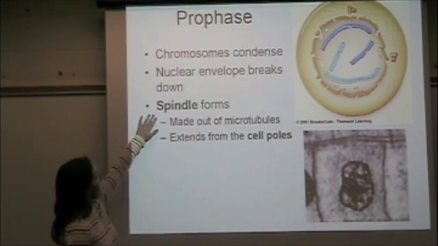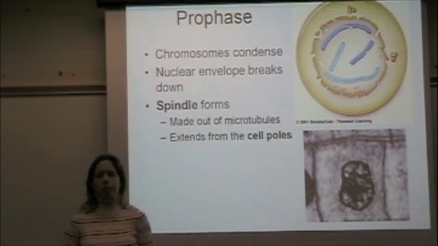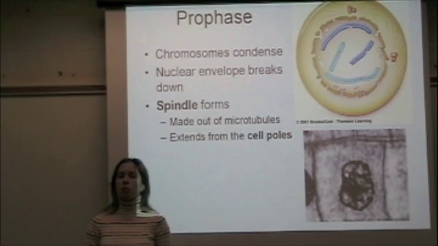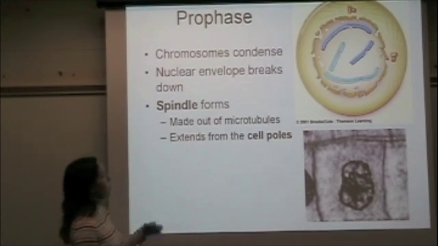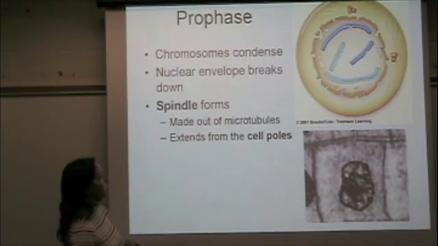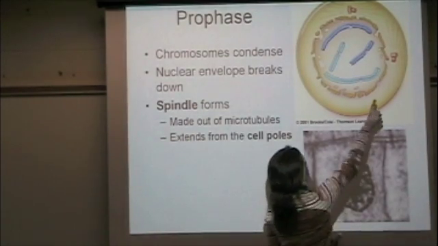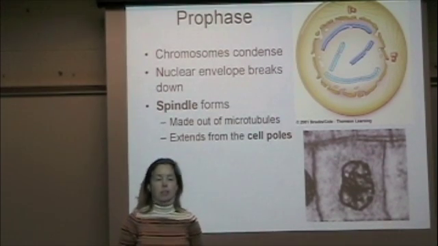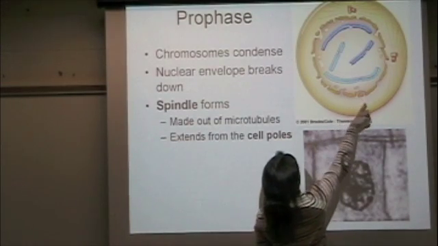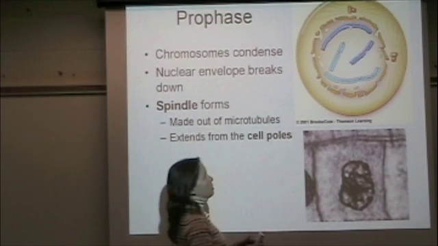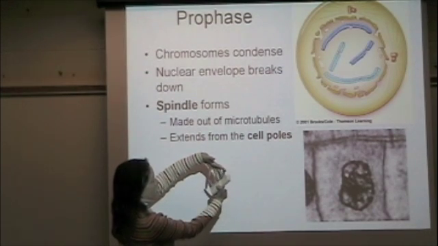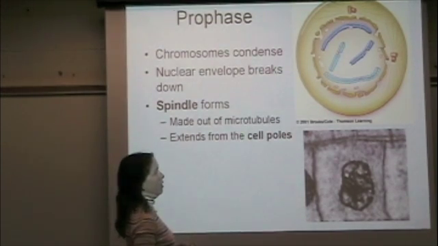Okay? The spindle also forms. So what is the spindle? The spindle is made out of microtubules, which is a cytoskeletal protein that we learned about earlier this semester. So the cell makes lots and lots of microtubules to form the spindle apparatus. And that's what's happening over here. In animal cells, the spindle apparatus comes from a structure called the centriole, and they radiate out of the centrioles. And so there's going to be spindle apparatus at either end of the cell. The microtubules are going to come towards the center of the cell.